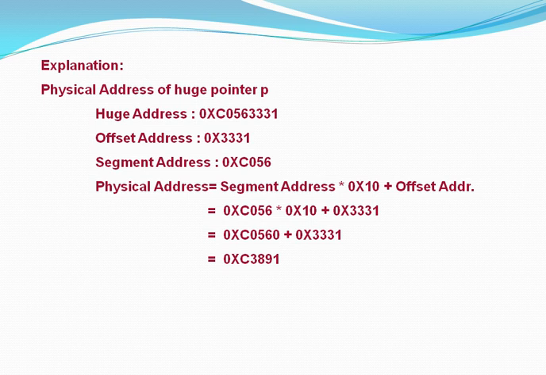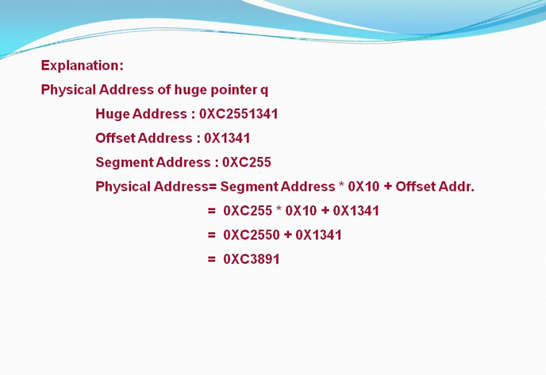So the physical address of huge pointer P. The huge address is 0xC0563331. In this case, offset address is 0x3331, segment address 0xC056. Physical address is equal to segment address multiplied by 0x10 plus offset address. So you can write 0xC056 multiplied by 0x10 plus 0x3331. Now you can write 0xC0560 plus 0x3331. After adding these two values, you are having the result 0xC3891.